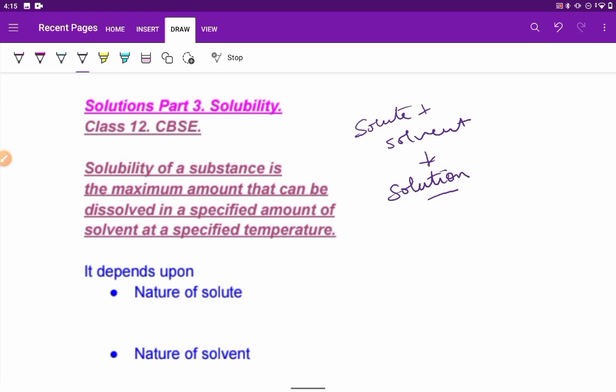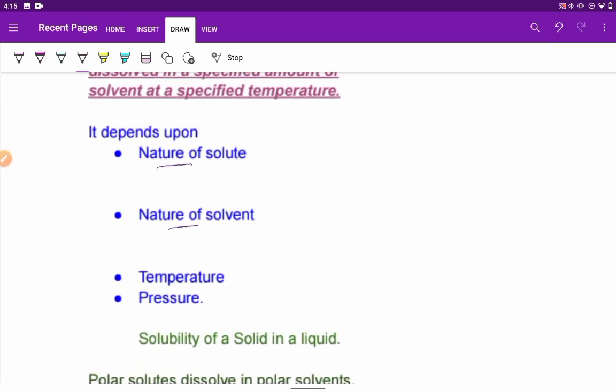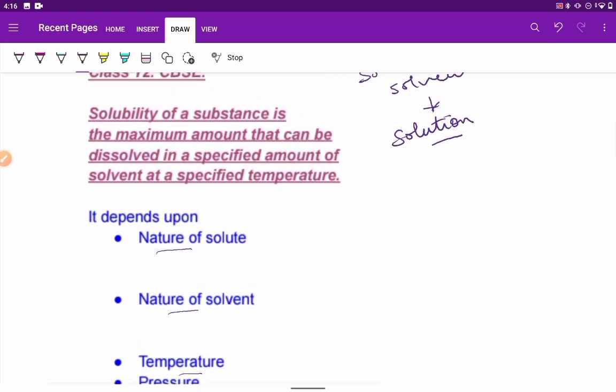Now solubility depends upon mainly nature of solute, nature of the solvent, as well as temperature and pressure. But we will finally see that pressure does not have any significant effect, because solids and liquids are not compressible and they are practically unaffected by changes in pressure. So these other factors are very important. First one, nature of solute.